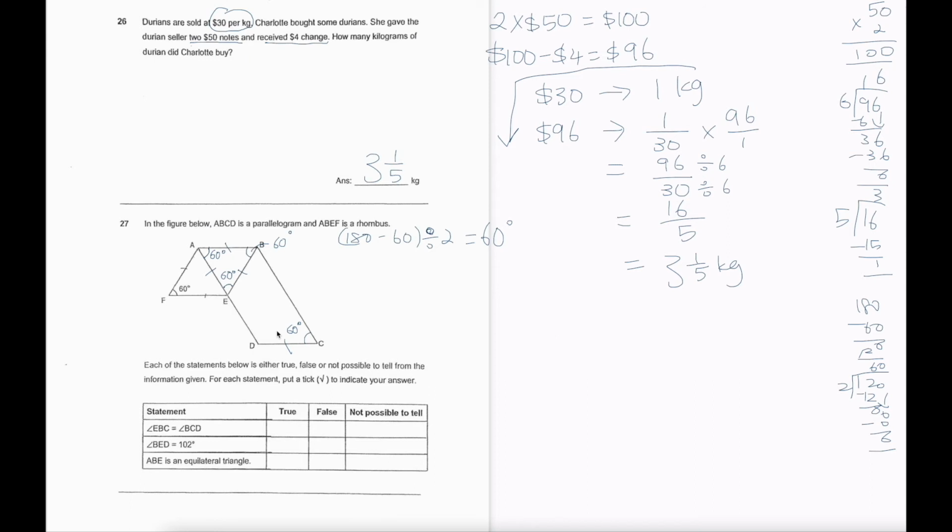Okay, so EBC. Let's see, EBC is this angle here, okay? And it will be 60 degrees here because of alternate angles. I'm going to show you why, okay? I'm going to draw. Okay, when we deal with alternate angles, we always have to find the Z.